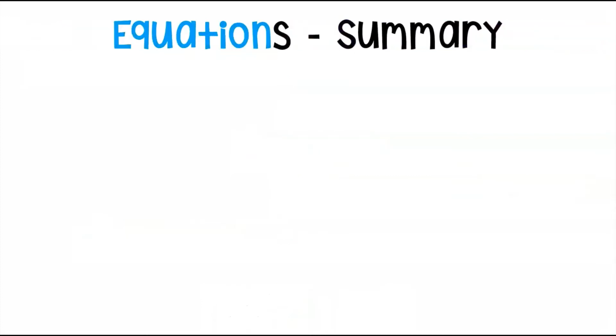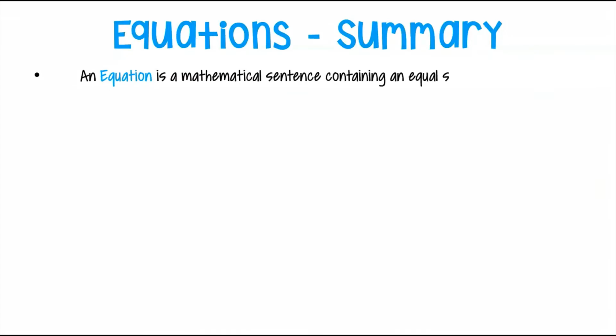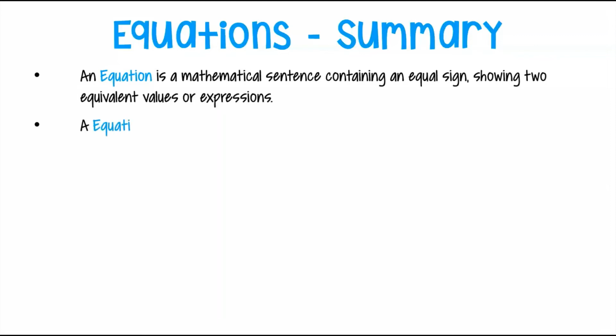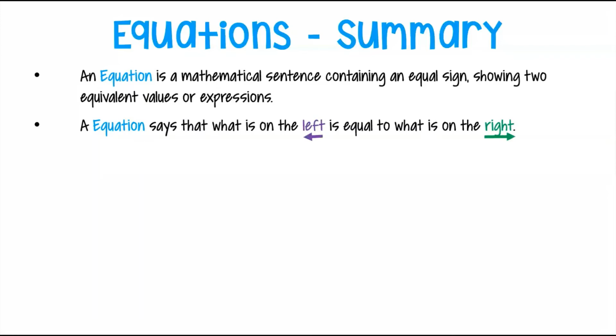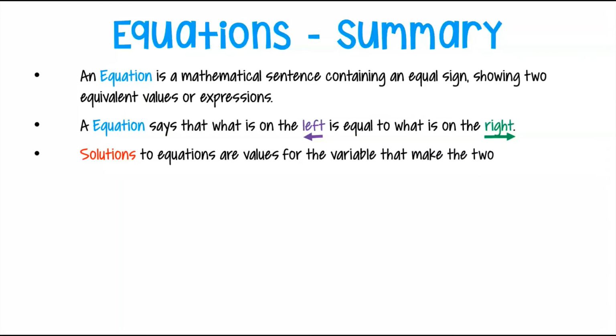Here's a quick summary of what you've learned today. An equation is a mathematical sentence containing an equal sign showing that two sides are equivalent values or expressions. An equation says that what is on the left is going to be equal to what is on the right. Solutions to equations are values for the variable that make the two sides equal. Think of an equation as a balanced scale.